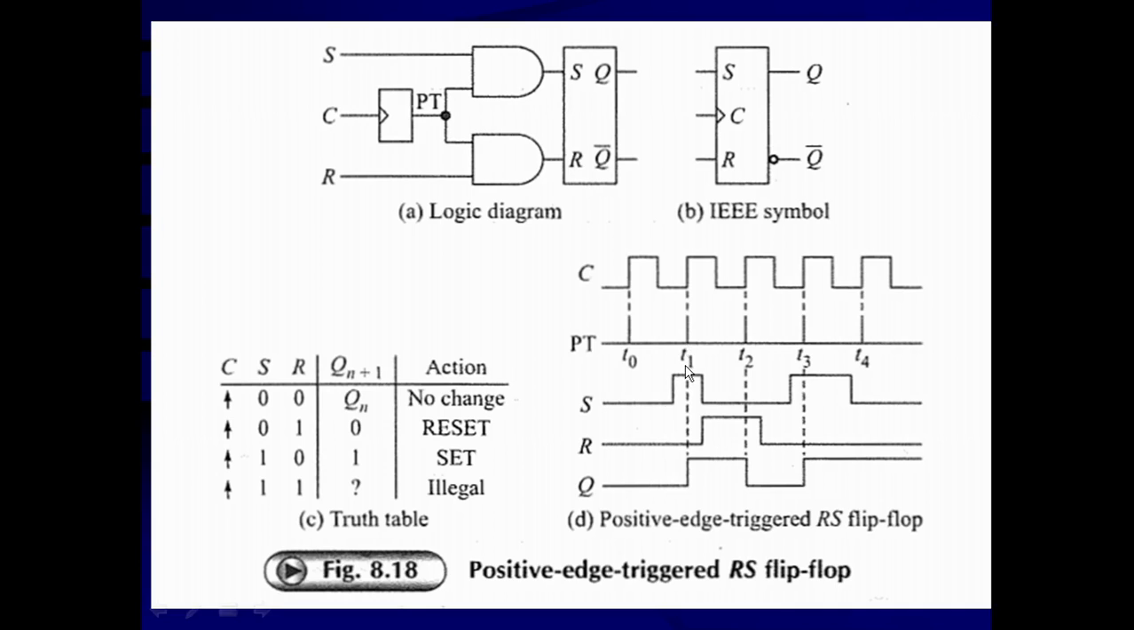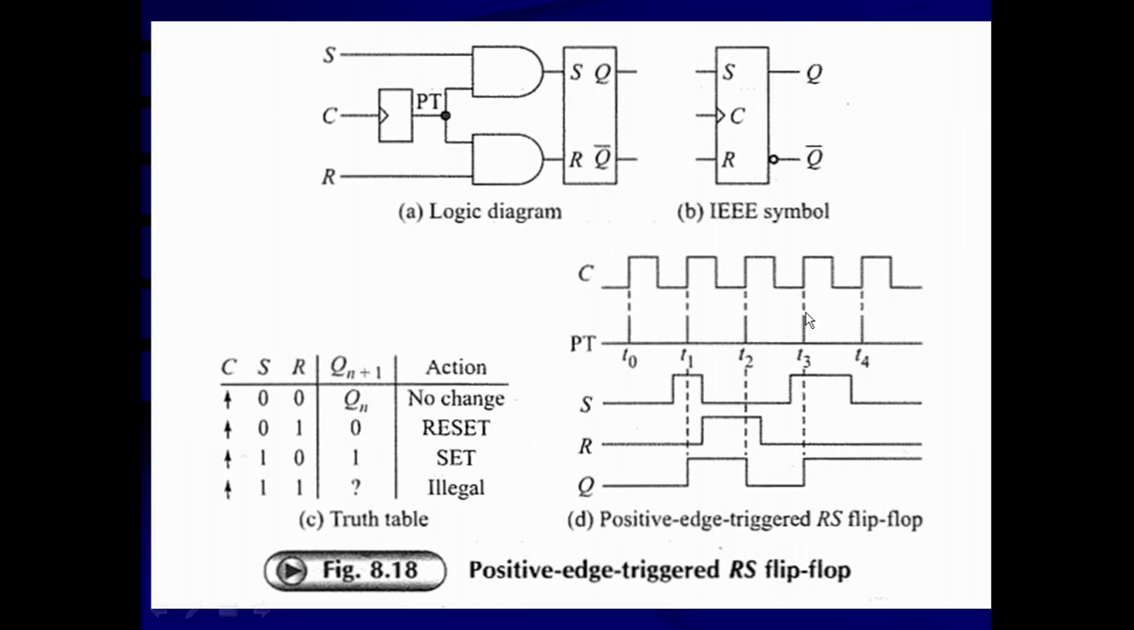Before time T1, that means before the positive edge of the second clock pulse occurs, S is equal to 1, R is equal to 0, so the set condition is already present. When the positive edge of the clock pulse occurs, both the AND gates are enabled and the flip-flop is set. That means Q changes from 0 to 1 at time T1. At time T2, S is equal to 0, R is equal to 1, that means the reset condition is present. So when the next positive edge occurs, the flip-flop is reset and the output Q changes from 1 to 0.